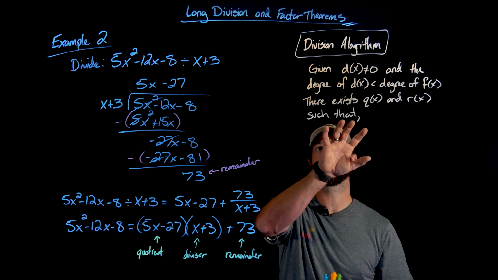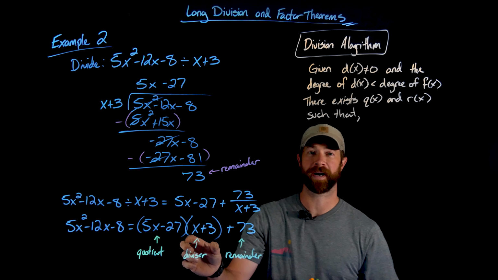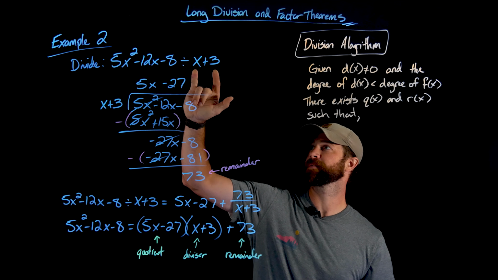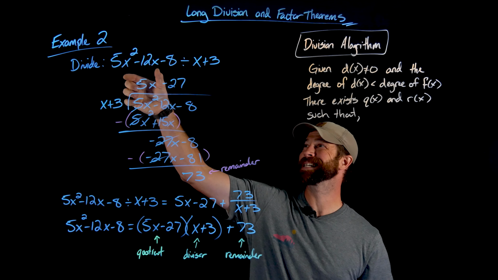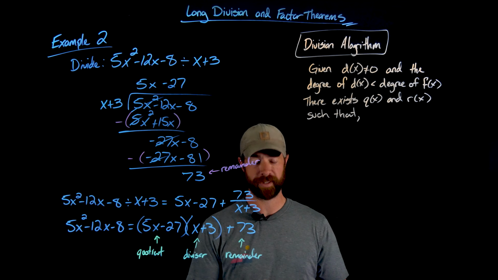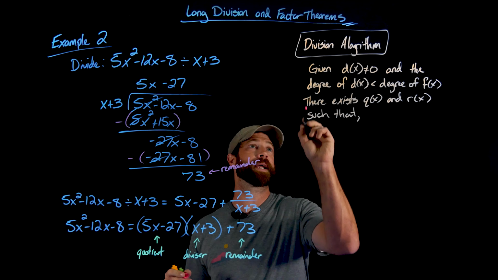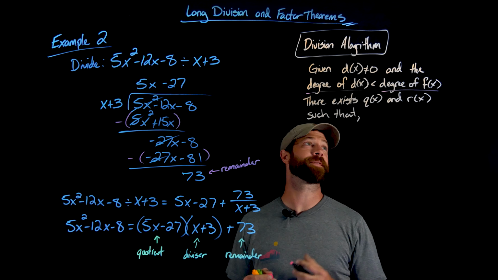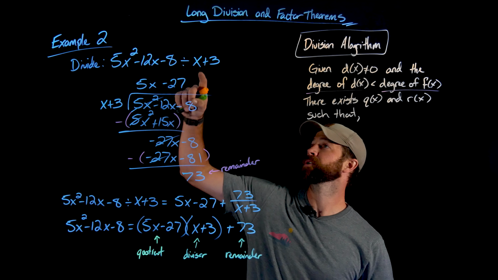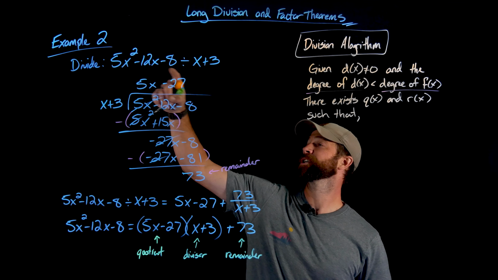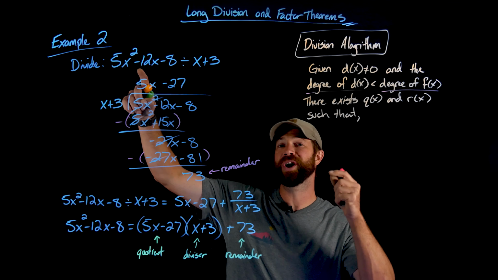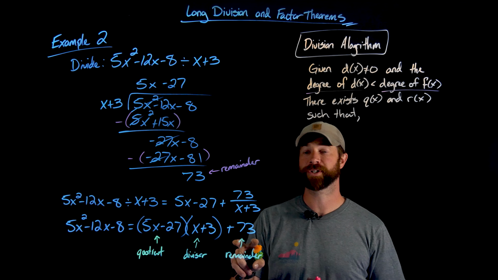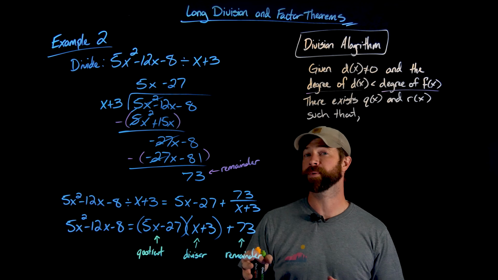And so what this statement is saying, d of x is this divisor function right here, is that if we have a function and a divisor, and if the degree of the divisor is less than the degree of the function you're dividing, this is really important, so that statement is made right here, then we know there exists a quotient function and a remainder function to complete this statement right here.